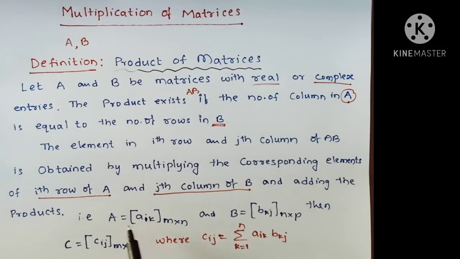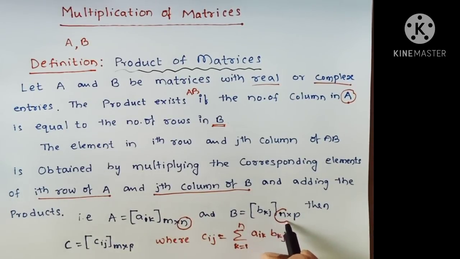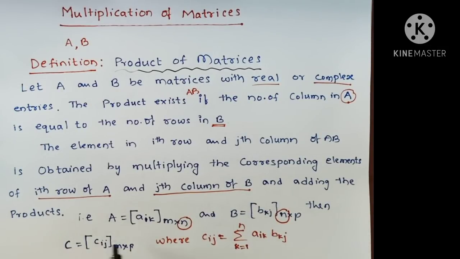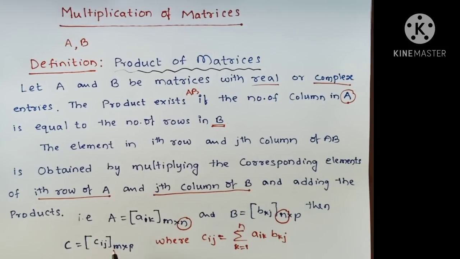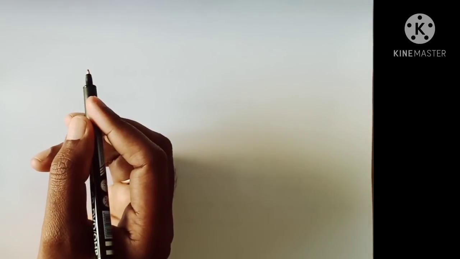Here we can observe that A is a matrix of order m by n and B is a matrix of order n by p. The number of columns in the first matrix A is equal to the number of rows of the second matrix, so that's why the product AB exists. Let us see an example with 2 by 2 matrices, applying the definition.